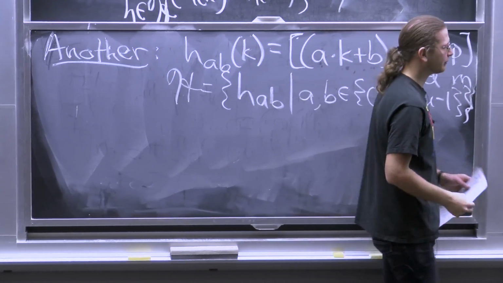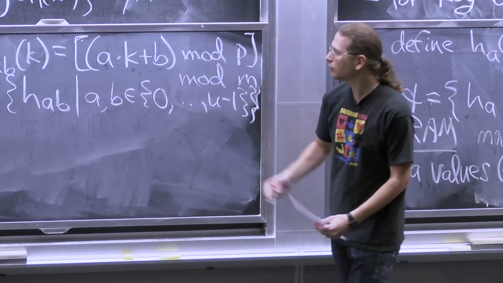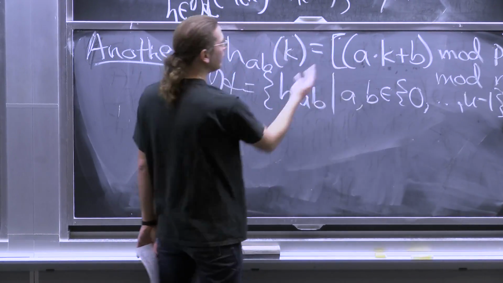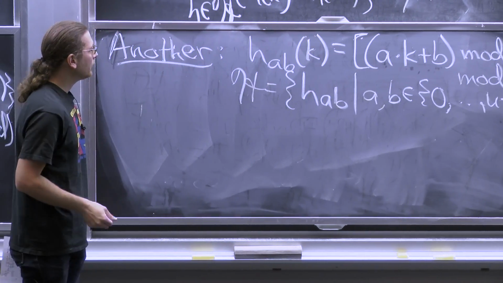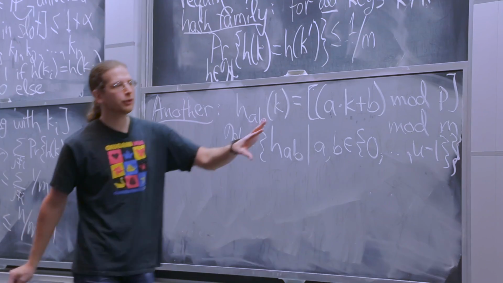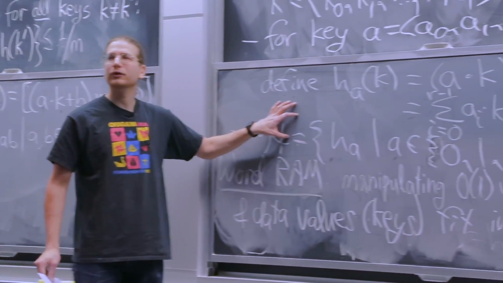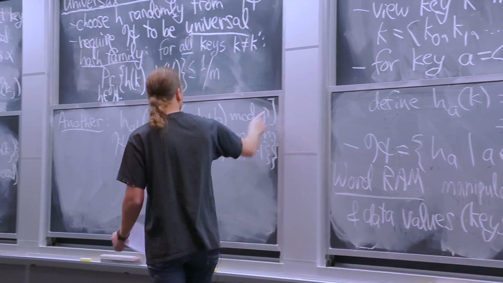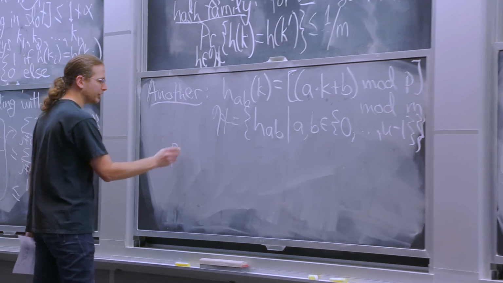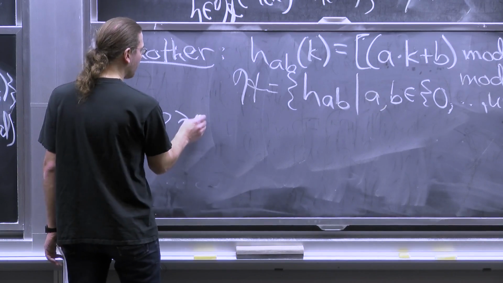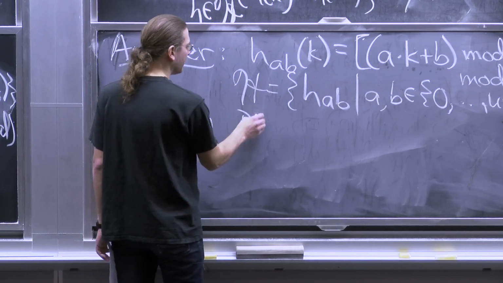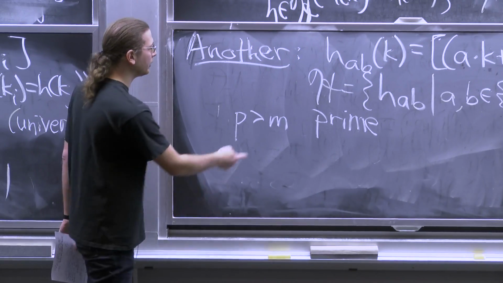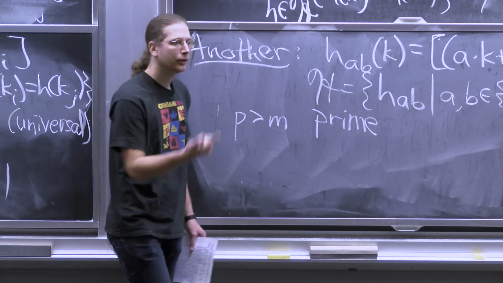Okay, so if you're not happy with this assumption that you can compute this in constant time, you should be happy with this assumption. If you believe in addition, multiplication and division being constant time, then this will be constant time. So both of these families are universal. I'm going to prove that this one is universal because it's a little bit easier. What is p? p just has to be bigger than m, and it should be prime. It's not random. You can just choose one prime that's bigger than your table size, and this will work.